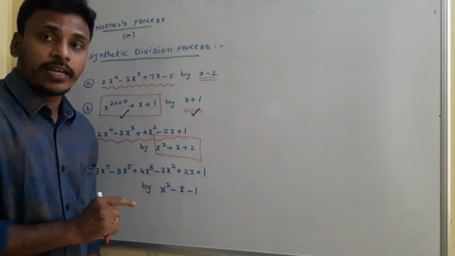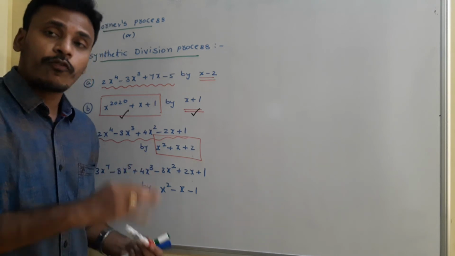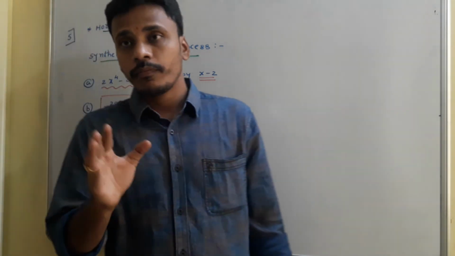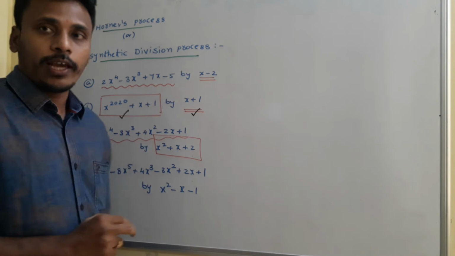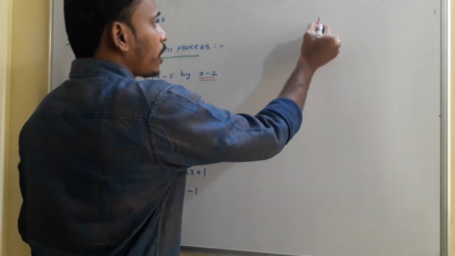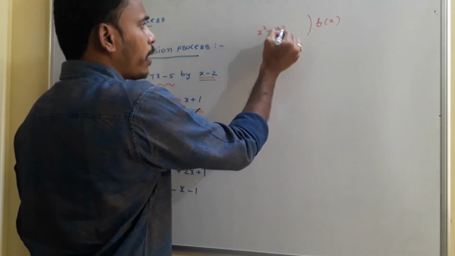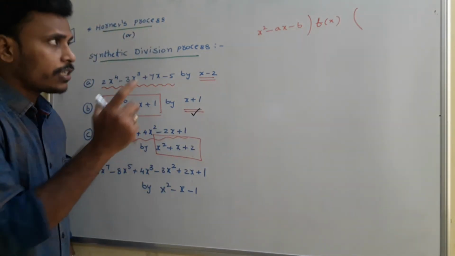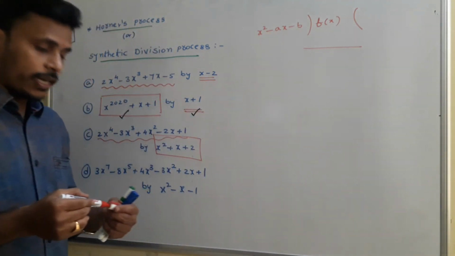Now the divisor is of second degree. As I said, the actual division process is acceptable for any divisor, but the synthetic division process differs depending on the degree of the divisor. For a linear factor, we have one approach. For a quadratic factor, we need to go with the other approach. Suppose we are dividing a polynomial f of x by x square minus ax minus b. First of all, I am giving you the general process.